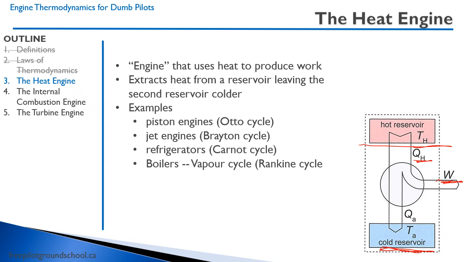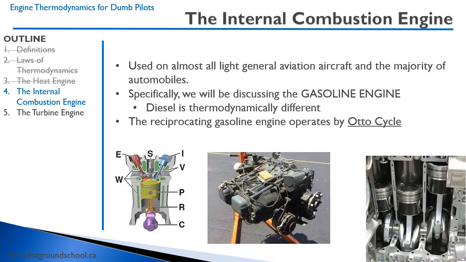There are a number of different heat engines in practice. We have piston engines, which rely on what's called the Otto cycle. We'll talk about that. We have jet engines, which use the Brayton cycle. Refrigerators use something like the Carnot cycle. And then we have boilers, which use the Rankine cycle, the vapor cycle machine. We're just going to talk about the first two because they apply to aviation, the piston and jet engines. So let's begin with the internal combustion engine.